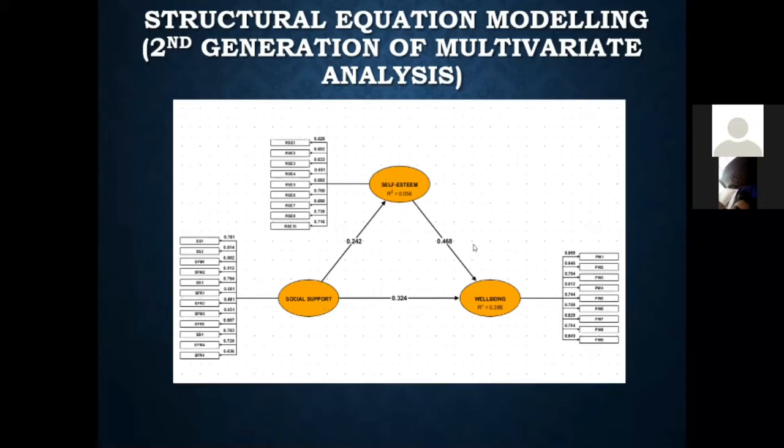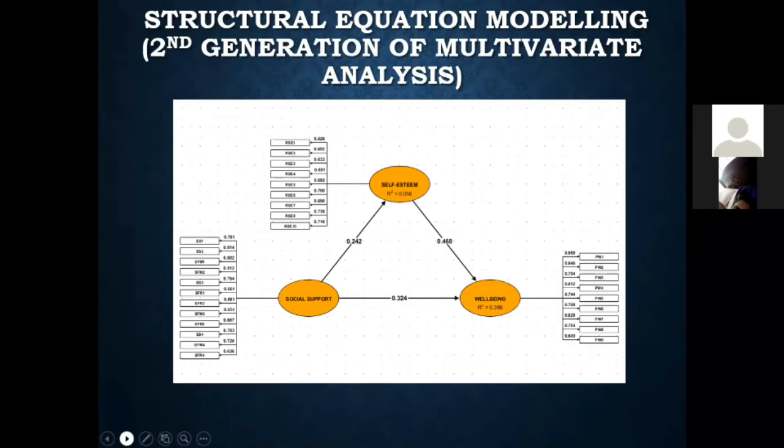So the analysis of this picture would be a mediation analysis. We would like to see how self-esteem mediates the relationship between social support and well-being. And these are the standardized regression coefficients: 0.242, 0.468, and 0.324. So this is how structural equation modeling can be conducted.